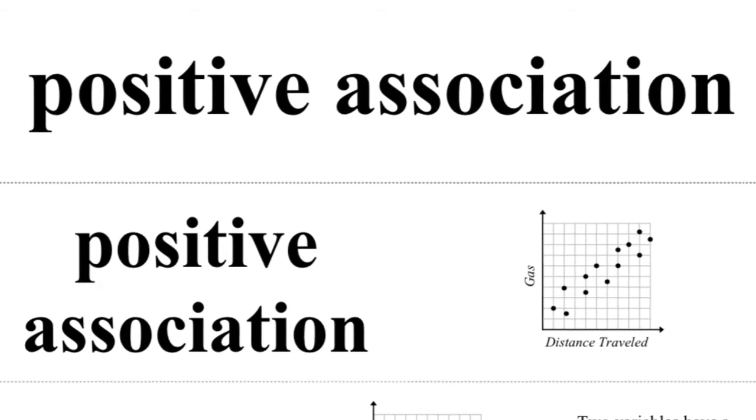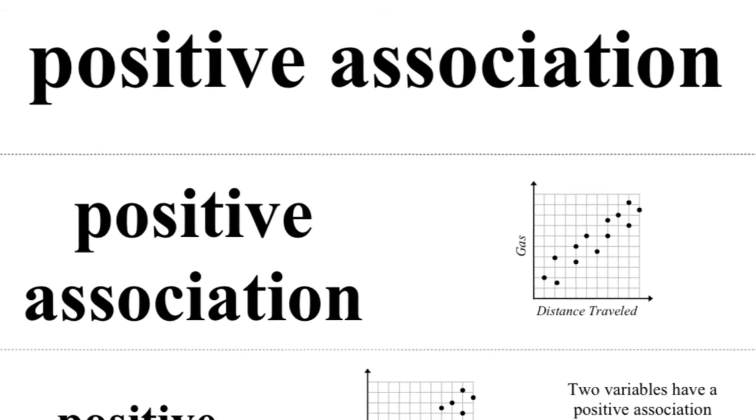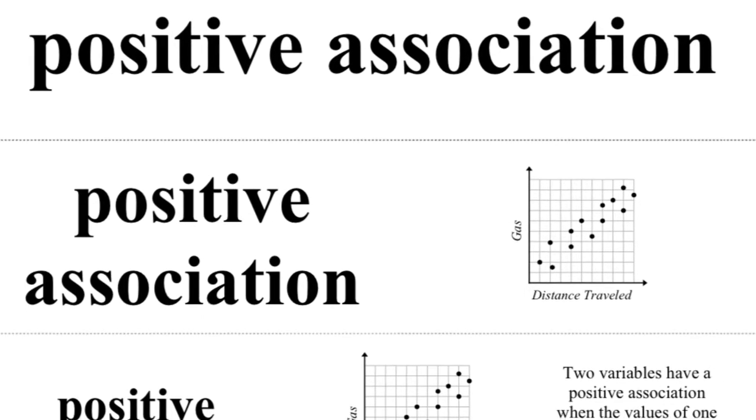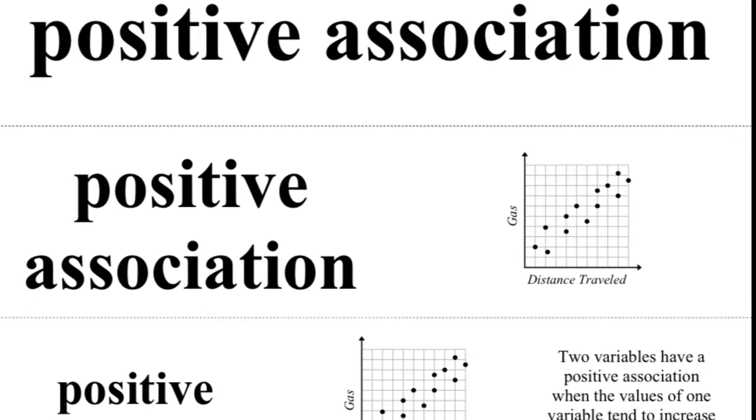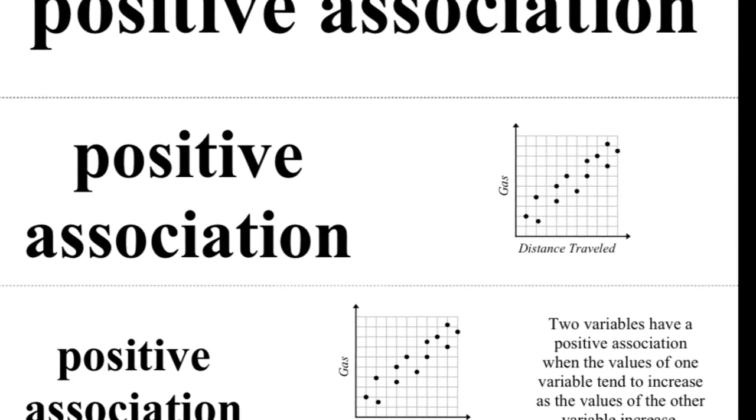A positive association or a positive correlation in a scatter plot is when all of your dots go up and to the right. If you were to make a line of best fit, the slope of that line of best fit would be positive.